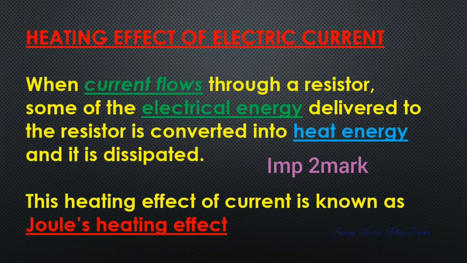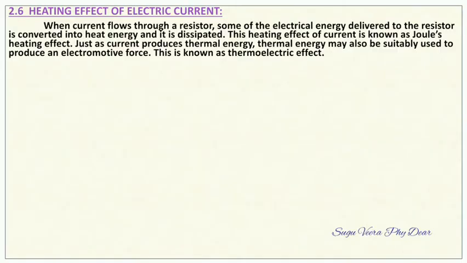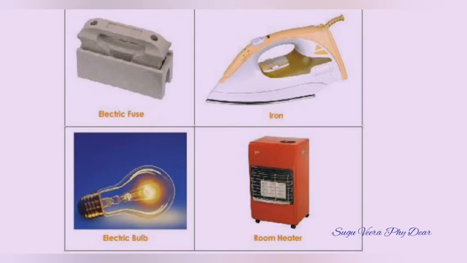The definition of heating effect of electric current: when current flows through a resistor, some of the electrical energy delivered to the resistor is converted into heat energy and it is dissipated. This heating effect of current is known as Joule's heating effect. Just as current produces thermal energy, heat may also be suitably used to produce an electromotive force. This is known as thermoelectric effect. Here thermo means heat.